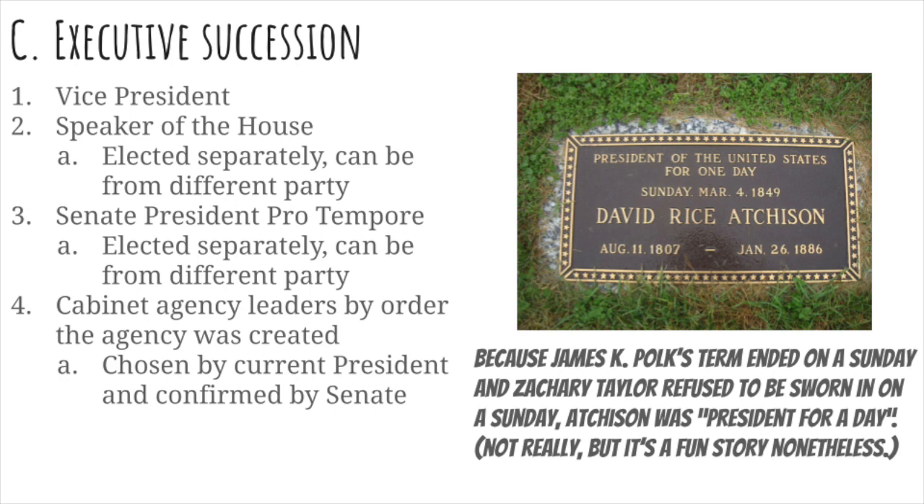The 25th Amendment clearly lays out the list of succession. After the vice president, it would be the Speaker of the House. Keep in mind that the Speaker is elected separately from the president and vice president, so it's possible that you could have a Speaker of the House from a different party than the president or vice president become president. Now, we've never gotten that far down in the line of succession. No speaker has ever assumed the presidency in that way. After the Speaker of the House, it would be the President pro tempore, and then the cabinet agency leaders by the order in which the agency was created. So the newest agency would be last in line, the oldest agency would be first in line.